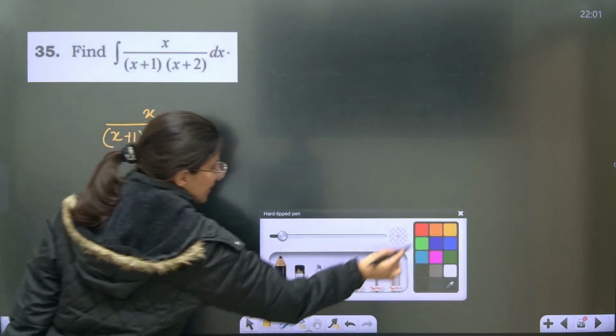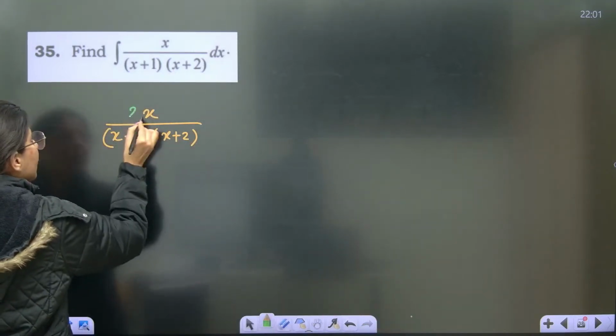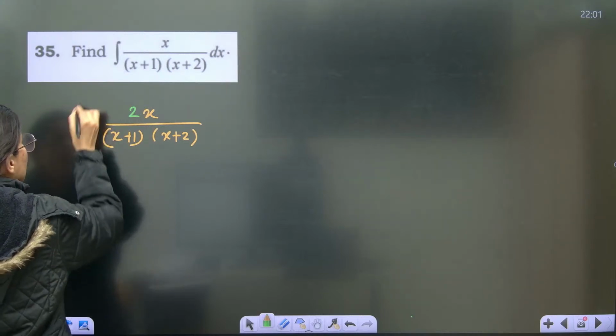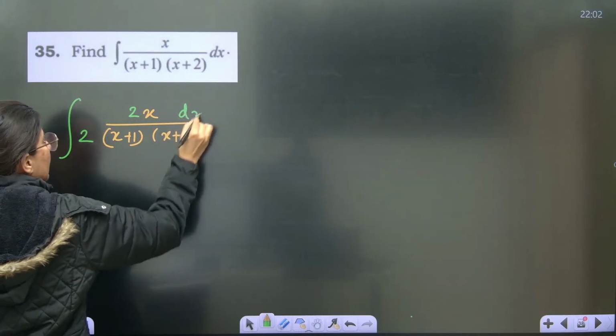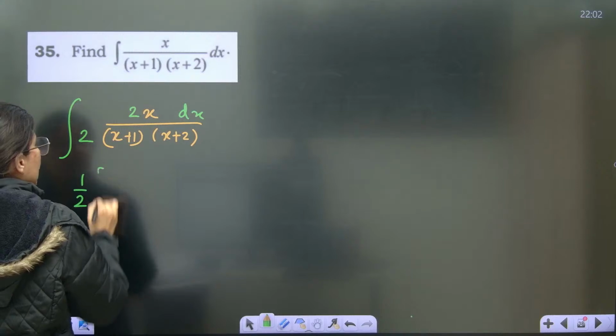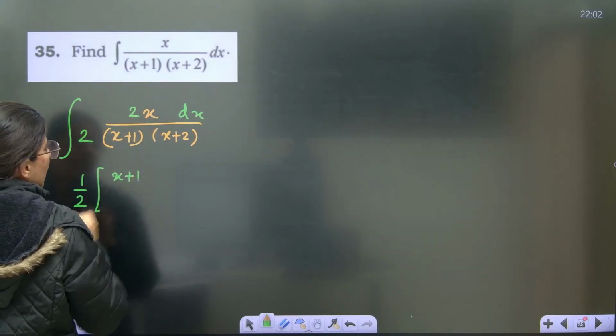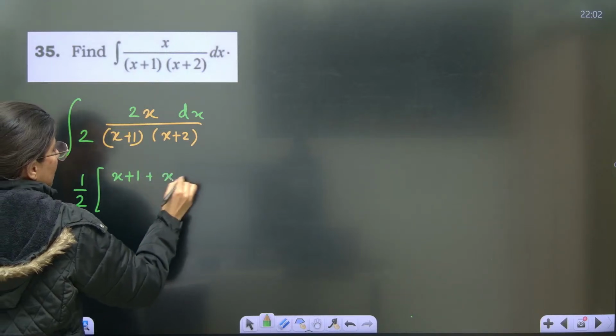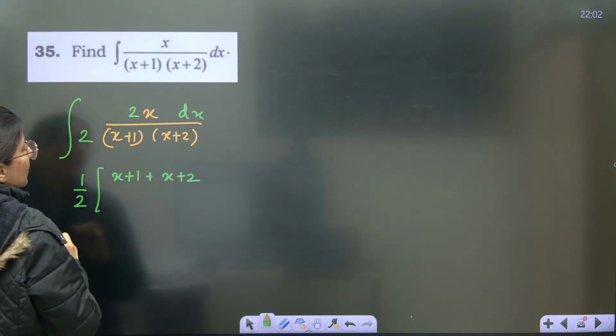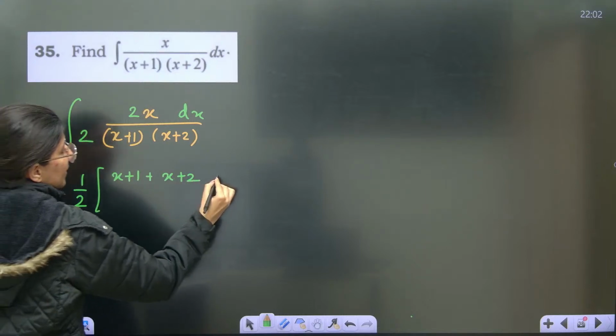So first thing is, let's multiply 2 over here and write 2, integration dx. So 1 by 2 will be outside. Now 2x can be written as (x plus 1) plus (x plus 2). I can write it this way. So I have added plus 3, and this is minus 3.